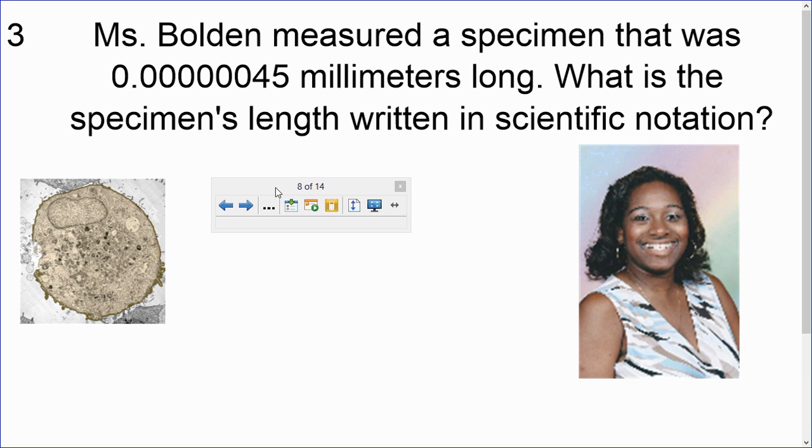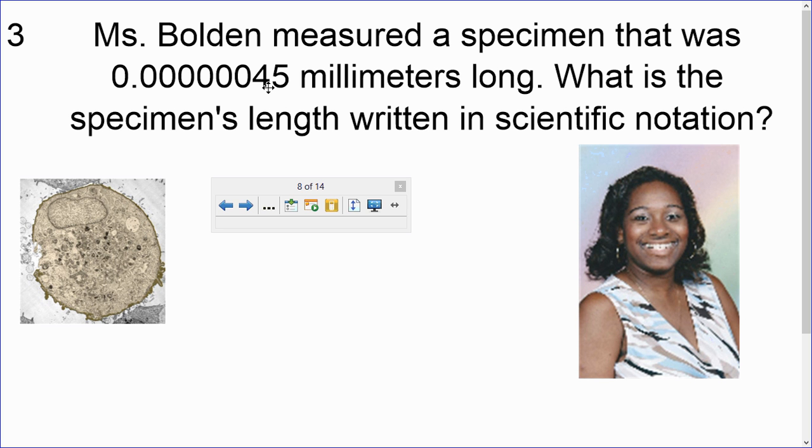Here's a question. Miss Bolden measured a specimen that was 0.00000045 millimeters long. What is the specimen's length written in scientific notation? So there's the specimen, and here's our number. See if you can write that in scientific notation.